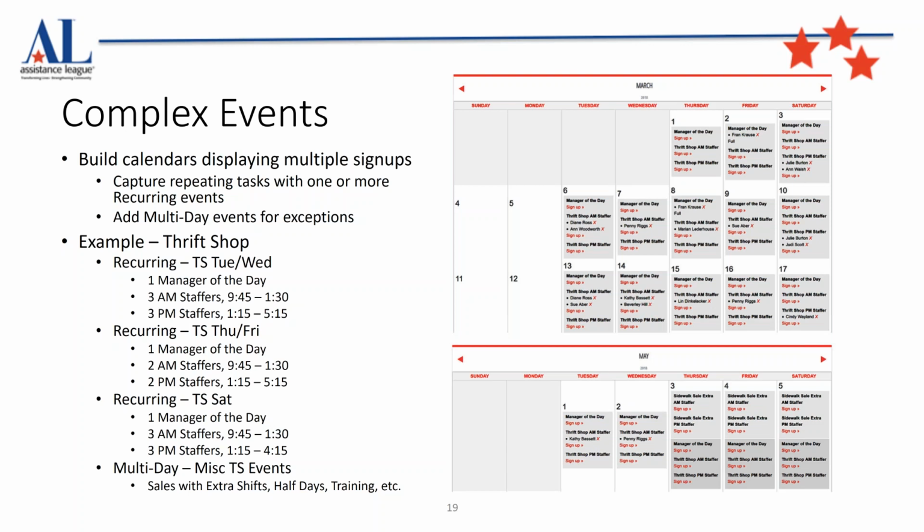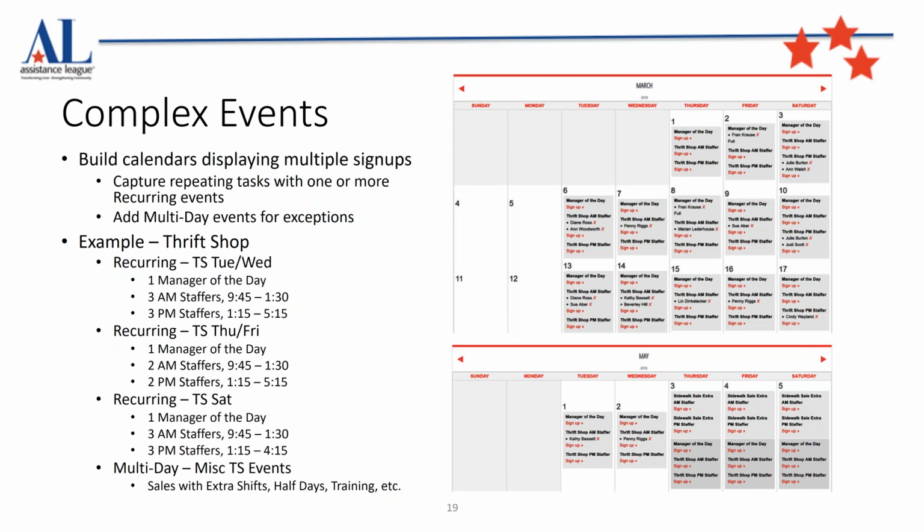And then they have a multi-day event that captures all the exceptions. So for example, say they've got a sale with extra shifts, or they're only open half day on one of these days, or they've got training sessions where someone's going to shadow. They enter those things into a multi-day event and display them as well.